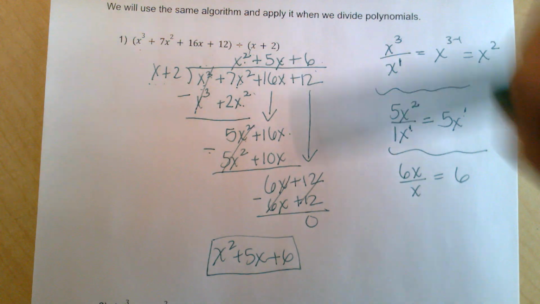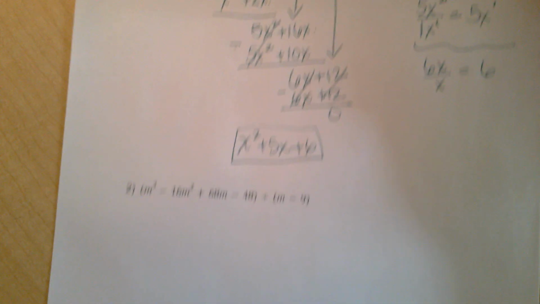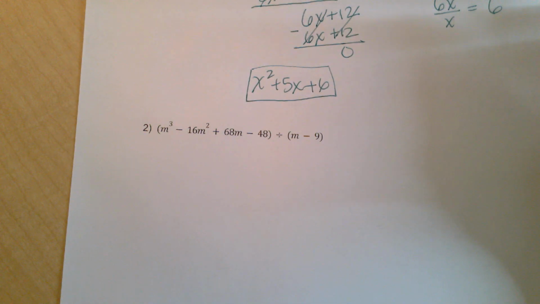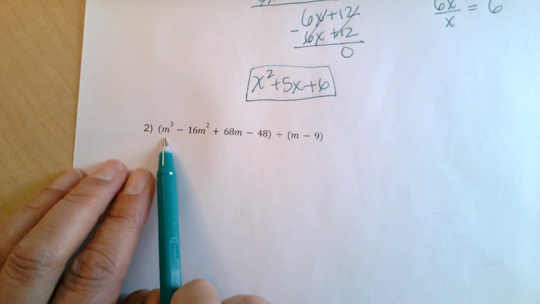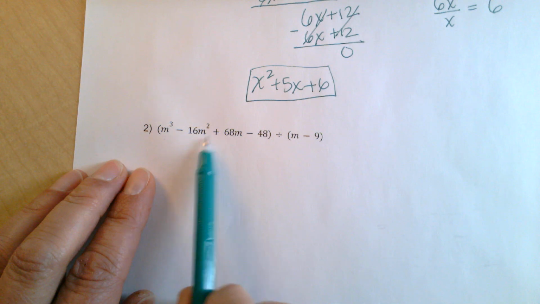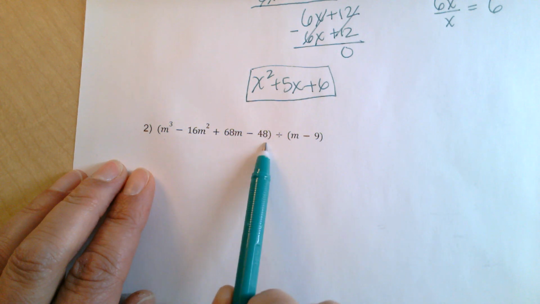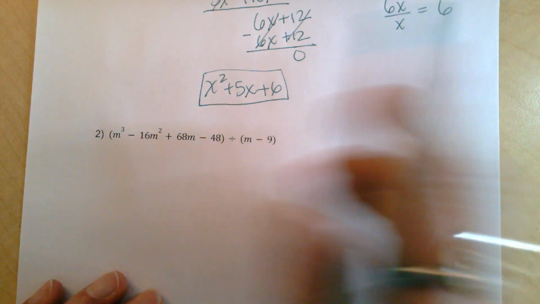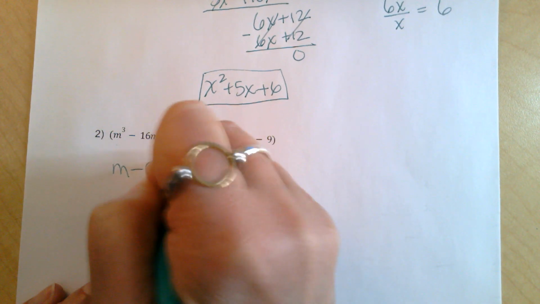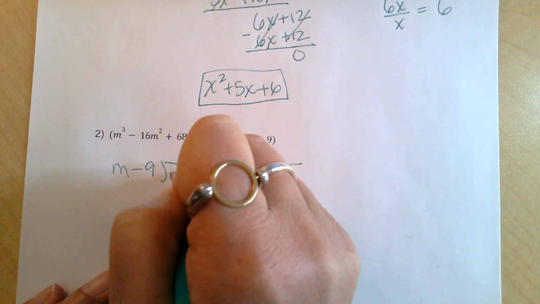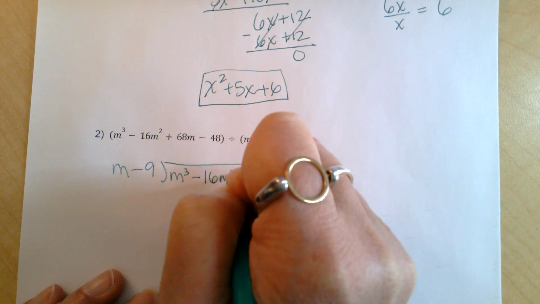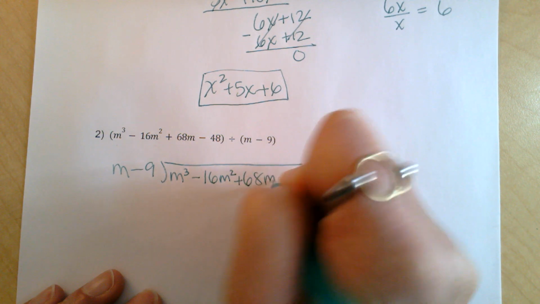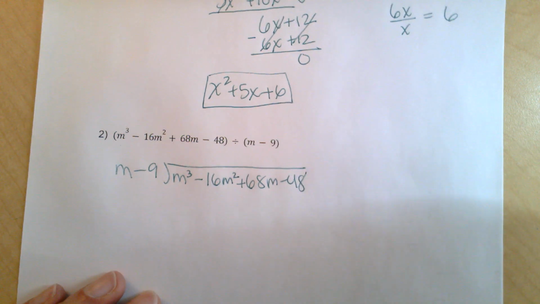Let's try this whole process again. But this time we're going to get a remainder. So we have the quantity m cubed minus 16m squared plus 68m minus 48 divided by m minus 9. So let's rewrite it. m minus 9. All right, here we go.